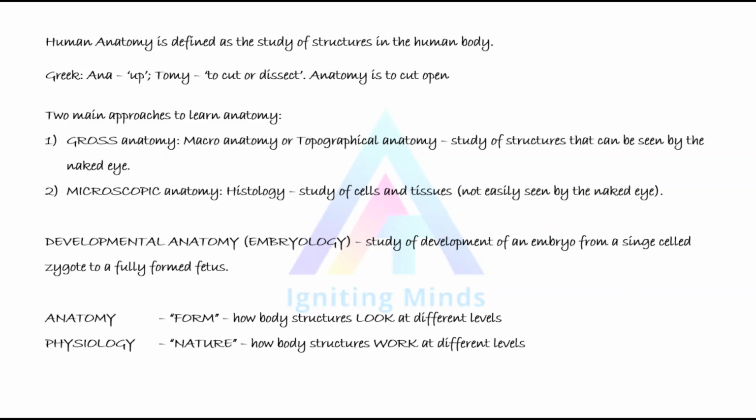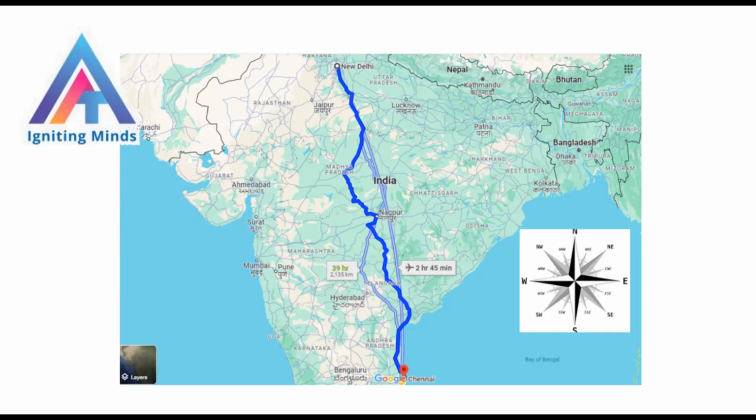by the naked eye. A further division is the developmental anatomy, which is also called embryology. This is the study of development of an embryo from a single cell zygote to a fully formed fetus. So anatomy studies the form, how body structures look at different levels, whereas physiology studies the nature, how body structures work at different levels. We all use maps, right?